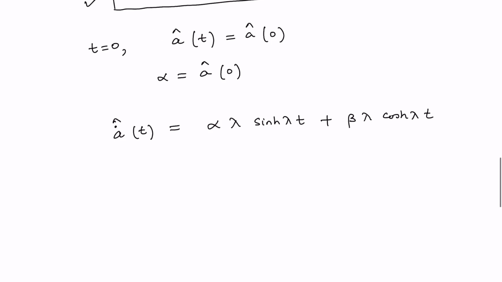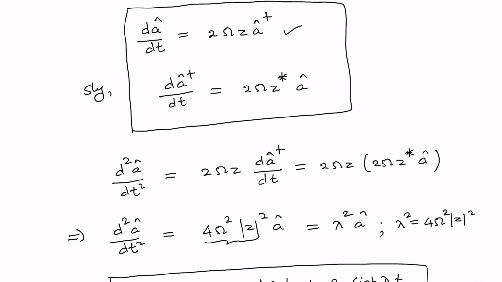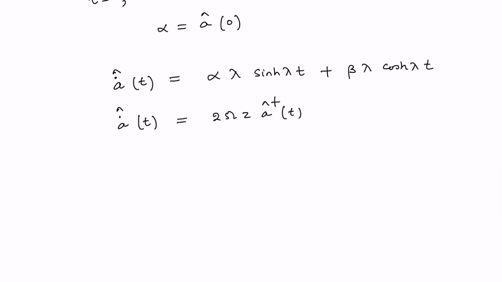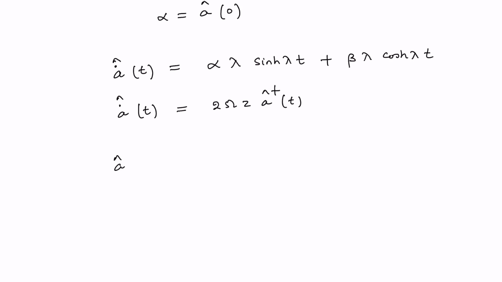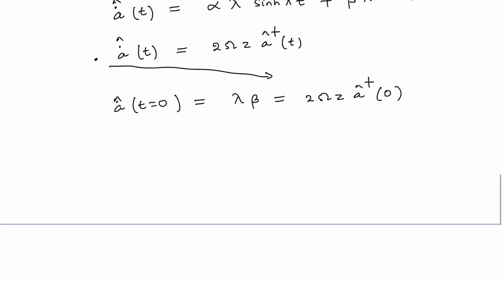And also from the first order differential equation that we have worked out for a, I can write it as twice omega z a dagger t. Now if I put t equal to 0, a dot at t equal to 0 is going to give me lambda beta. And this is equal to, using this equation, simply twice omega z a dagger 0. And I hope you are getting the idea now.